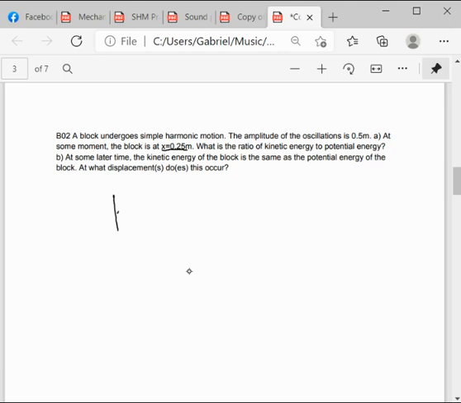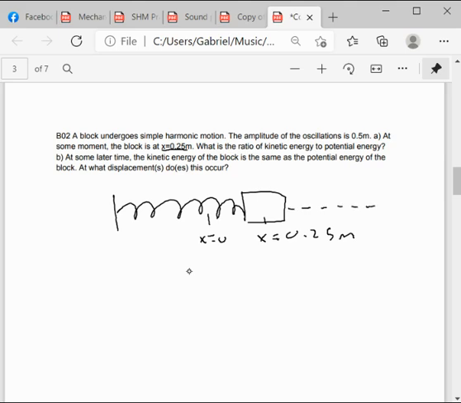We have a block undergoing simple harmonic motion, so probably it's a spring block system, and we know that its equilibrium's over here. Right now, we're told it's at a point of 0.25 meters to the right since it's positive, and we know the equilibrium position is at here, marking the amplitude of a half meter. I don't like drawing graphs, but it helps, doesn't take much. It's easier to conceptualize what's happening in the problem if you have a visual to go with it. What is the ratio of kinetic energy to potential energy? The question asks.